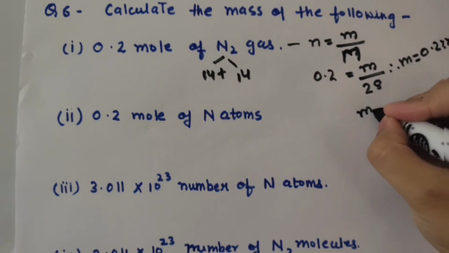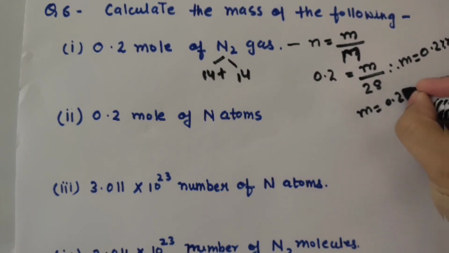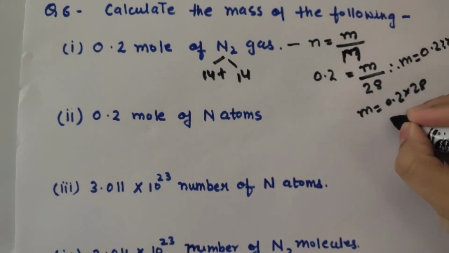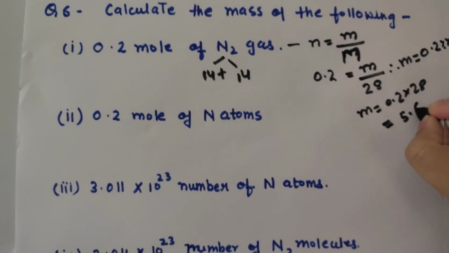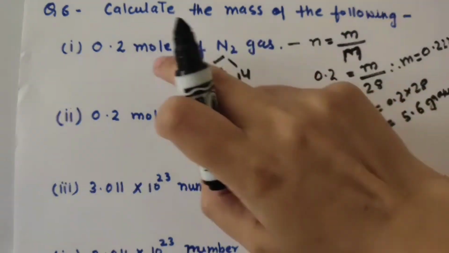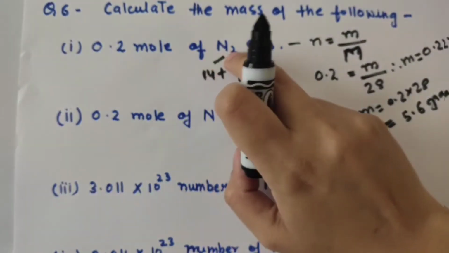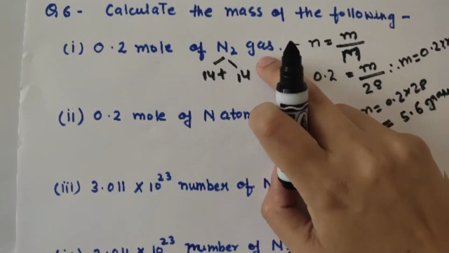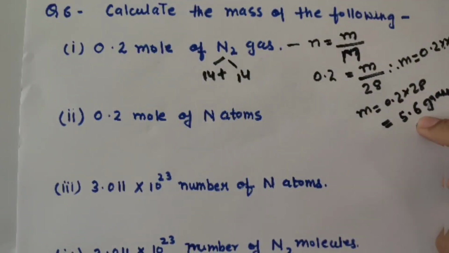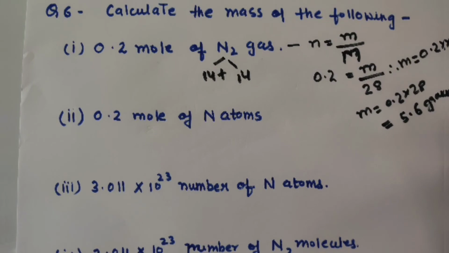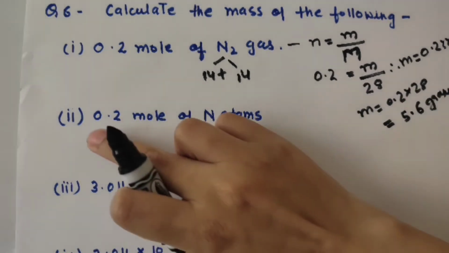This is written here, 0.2 into 28, and the answer will be 5.6 grams. So in 0.2 mole of N2 gas, the mass of the N2 gas will be 5.6 grams. Understood? Next, move to another section.